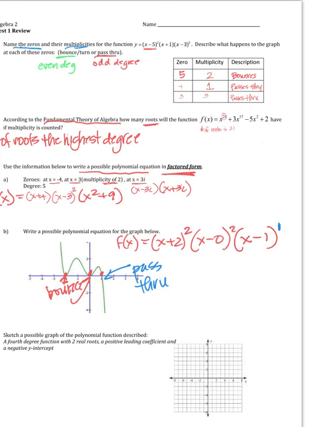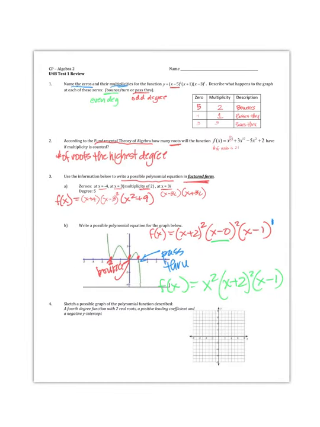So there's one more thing we can do to kind of quote-unquote clean this up. So what we can do is this x minus 0, we can just rewrite that as x squared. And then we have the x plus 2 squared and the x minus 1. So that would be a possible polynomial equation to that graph.